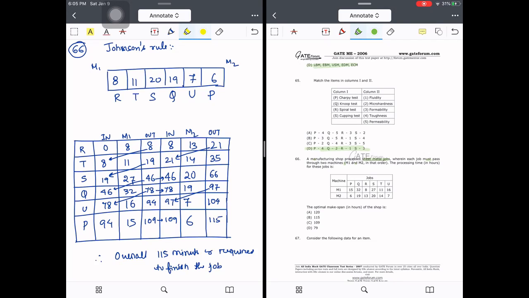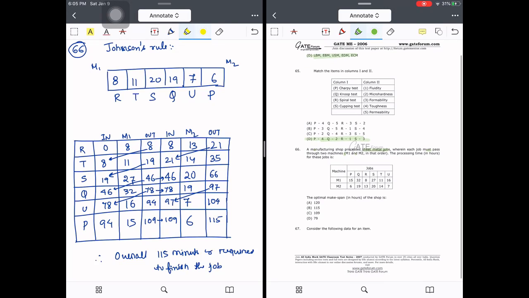Then question number 66, Johnson's rule. In the manufacturing shop process, sheet metal jobs are there. The job must pass through the two machines M1 and M2 in that order. The processing time in hours for this job is given. First we will apply Johnson's rule. We will find what is the sequence of the operation that should take place.